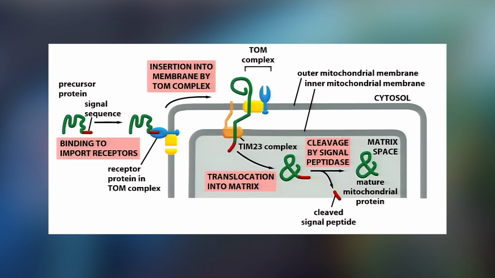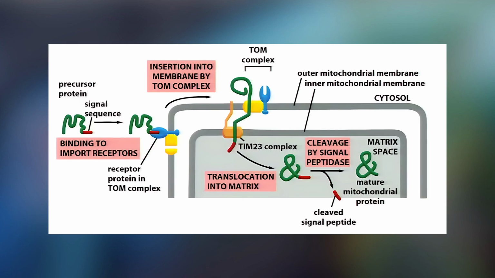So you've got your protein with the signal sequence that associates with the receptor, and then that receptor in turn associates with the TOM complex, and the protein then enters into the TOM complex and begins to move into the intermembrane space, the space between the outer and inner mitochondrial membranes. As that occurs, the imported protein then becomes associated with the TIM complex, which is in the inner mitochondrial membrane. And the protein then begins to move into the matrix, which is the innermost space of the mitochondria, inside the inner membrane.